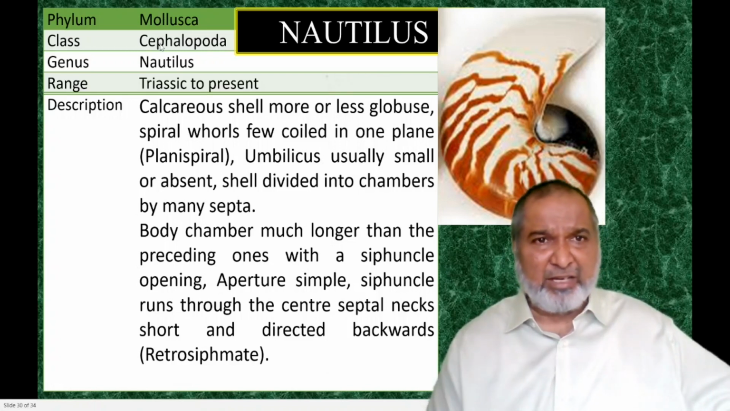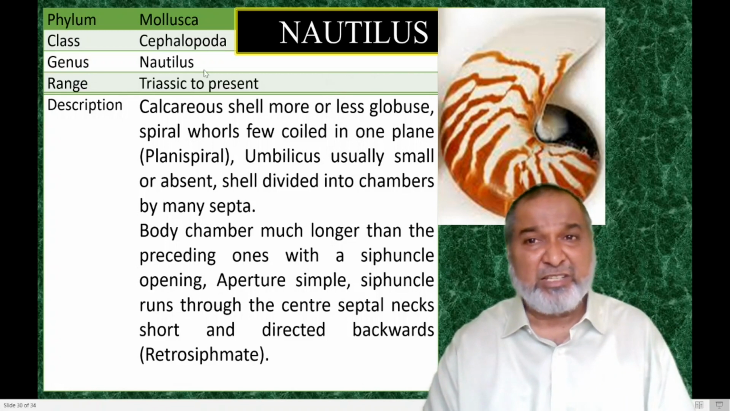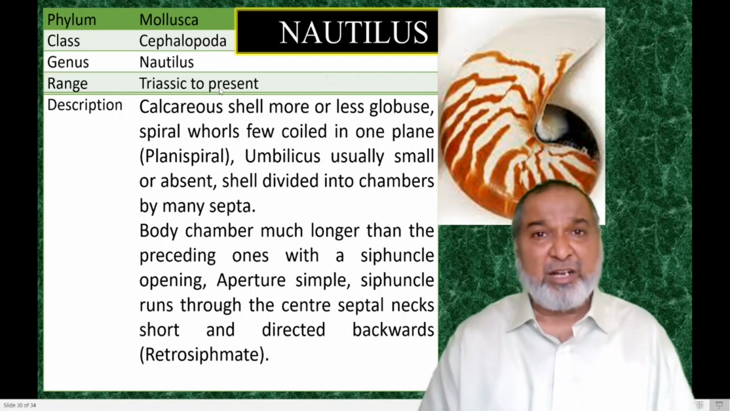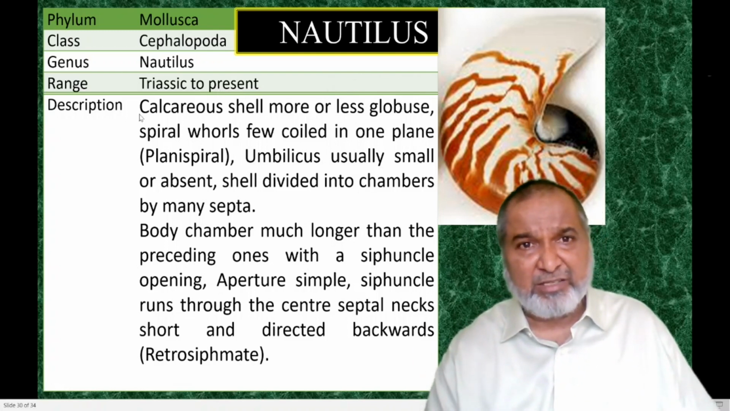Mollusca is the phylum, class is Cephalopoda, and genus is Nautilus, ranging from Triassic to present. It is a calcareous shell. Yes, we have discussed that. It is a calcium carbonate, calcareous shell. Yes, the shell is there. It is not a fossil.